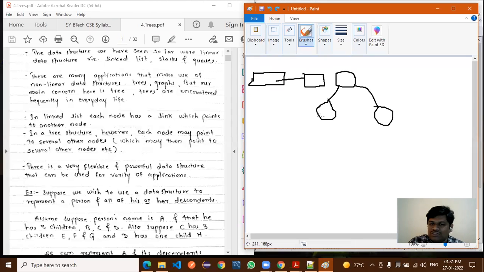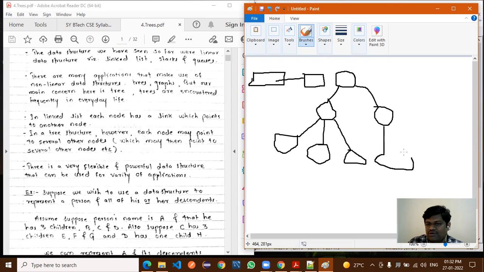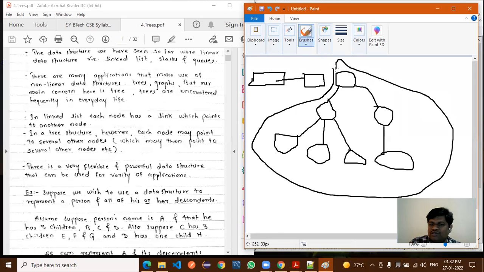Now again, this next node is connected with a few nodes again. This is the first one, again this is the second one, again this is the third one, like this. That depends on the type of trees you are using. So this kind of structure is called a non-linear data structure. So then it is hierarchical inheritance.